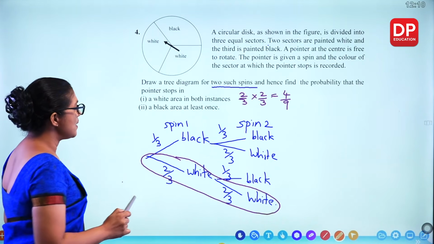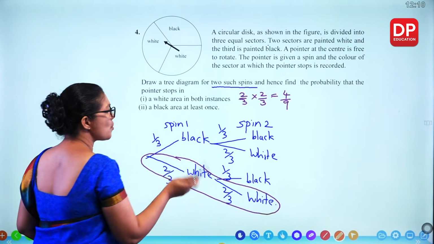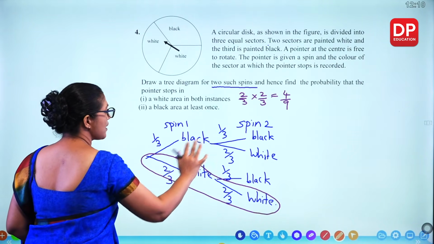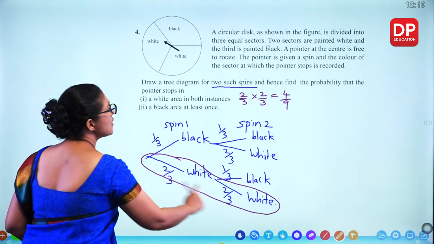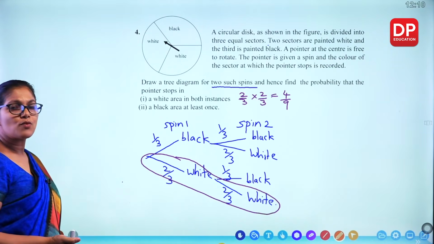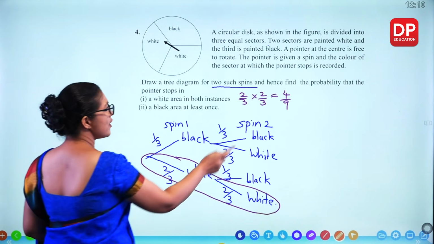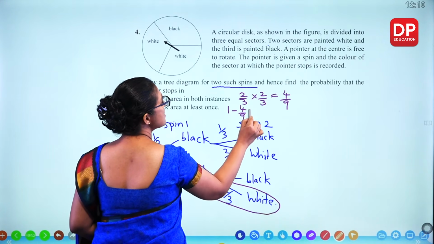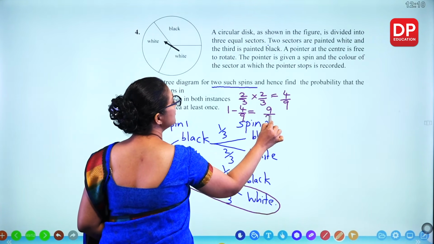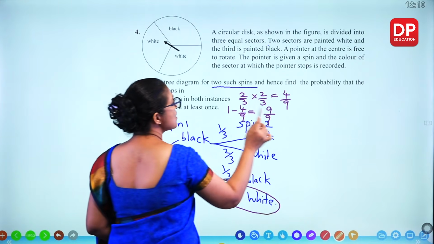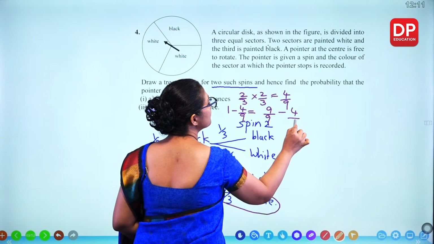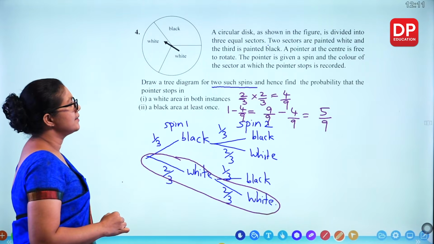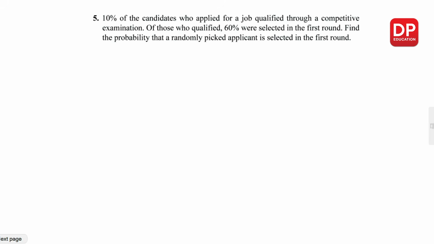Second part, a black area at least once. At least once means either one black area or twice. So here, 1 minus both white is at least one black. So we found out both white, 1 minus that answer becomes at least once. 5 over 9.